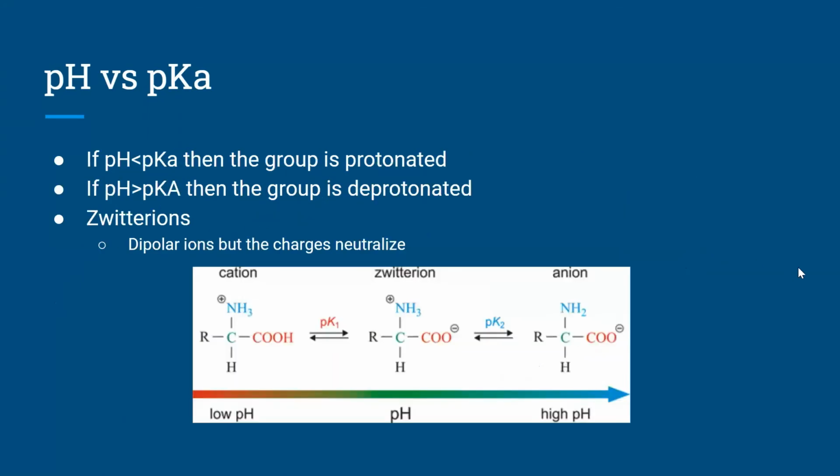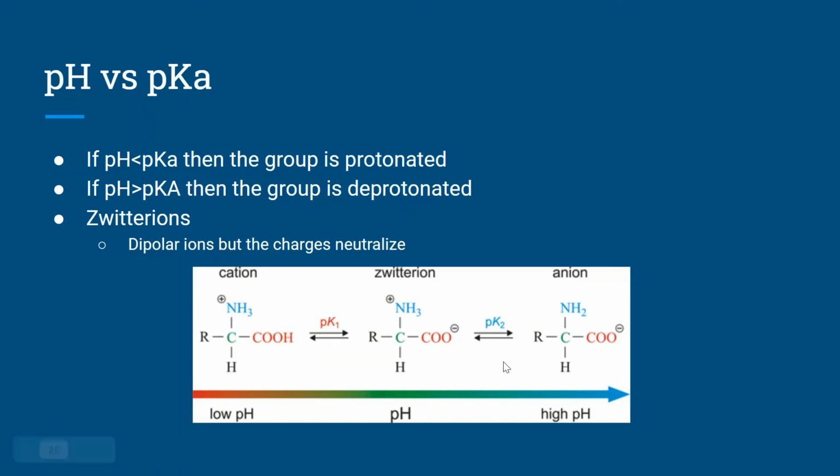So how do you determine if it's protonated or deprotonated? If the pH of the surrounding environment is less than the pK of the functional group, then the functional group is protonated. But if the pH is greater than the pK of the functional group, then the functional group is deprotonated. And then there are special cases called Zwitterions, where the amino acid has multiple charges, but the charges neutralize each other, and it results in a neutral molecule.